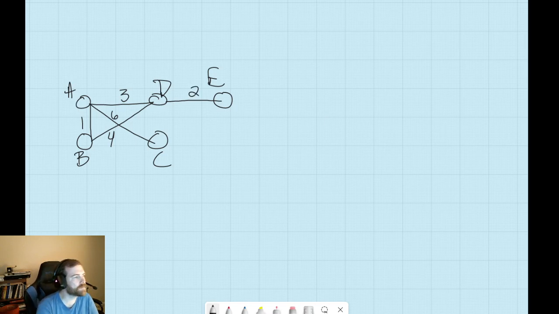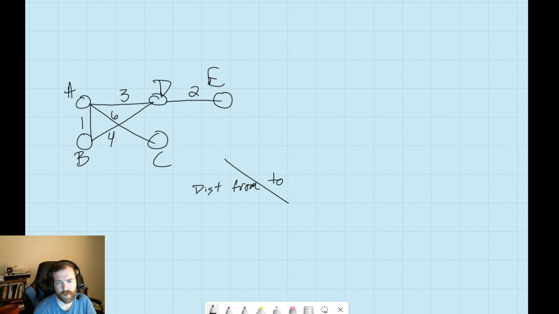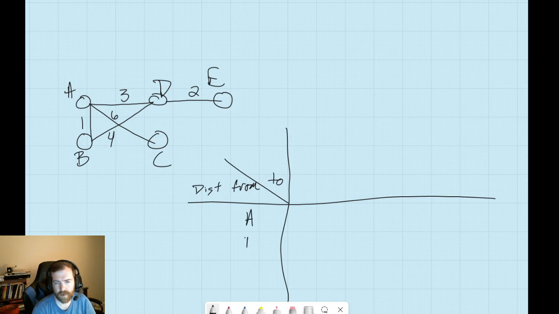So if we want distance from, here we go, A, B, C, D, E. And this might be messing with the way you're used to these being set up, but whatever, it's fine. Okay, so we can make a table out of it.